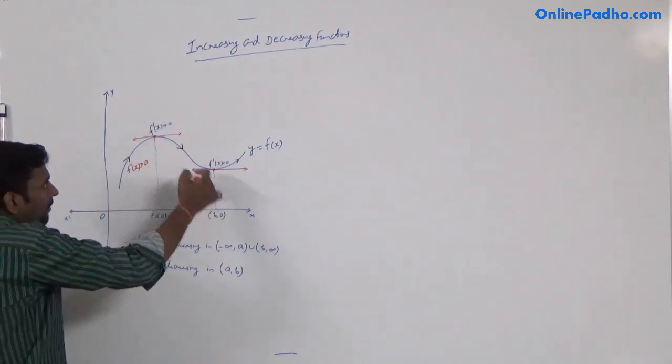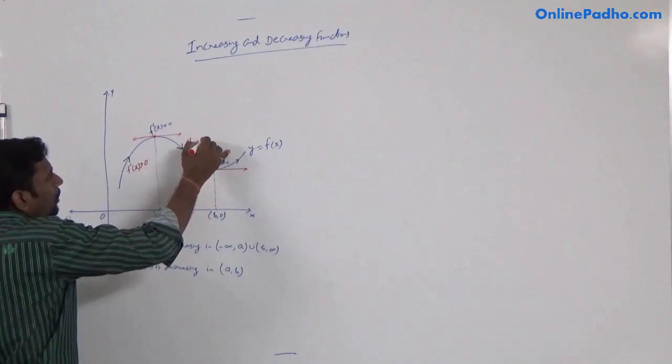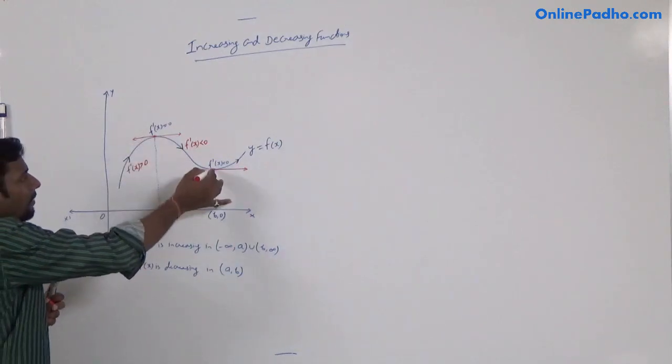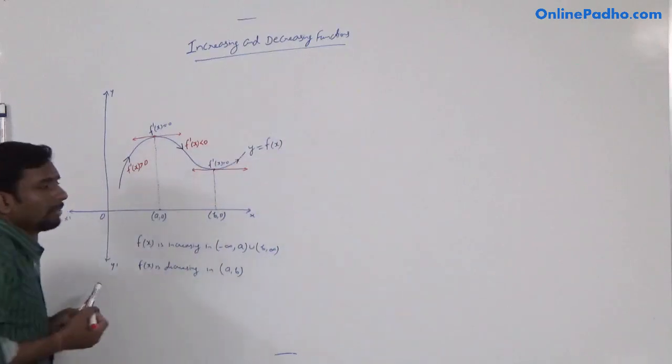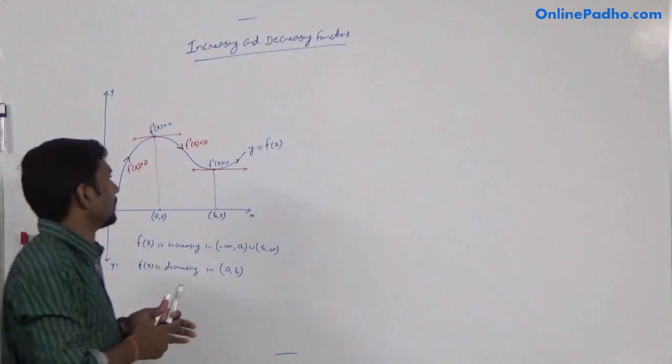The curve is decreasing whenever f'(x) is less than 0, and at this point f'(x) is 0, at this point f'(x) is 0, and again increasing, again we can say that f'(x) is greater than 0. So this is a very important concept to find the interval.